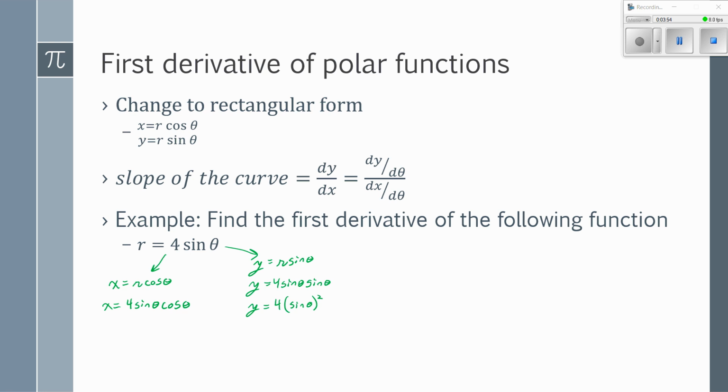So now if I want the derivative, I need dy d theta. So the derivative of y with respect to theta. This is going to be a chain rule problem, so I'm going to take care of the squaring first. Times the derivative of sine. And there is my dy d theta. So for dy dx being equal to dy d theta over dx d theta, dy d theta is the 8 sine of theta cosine of theta.